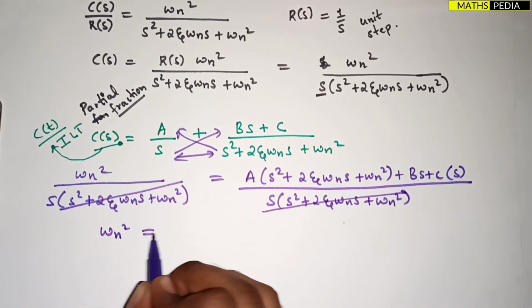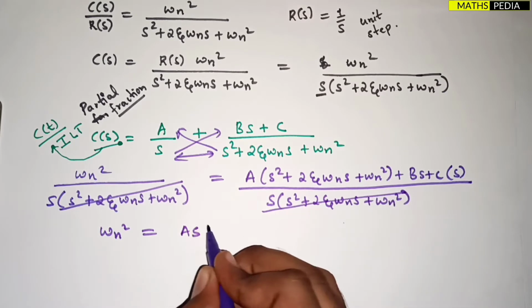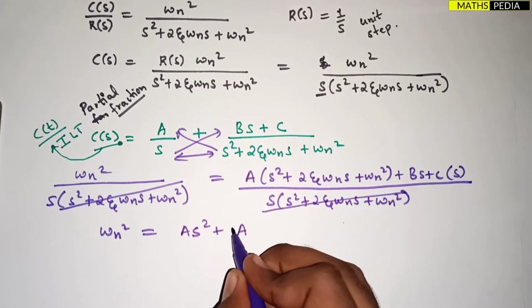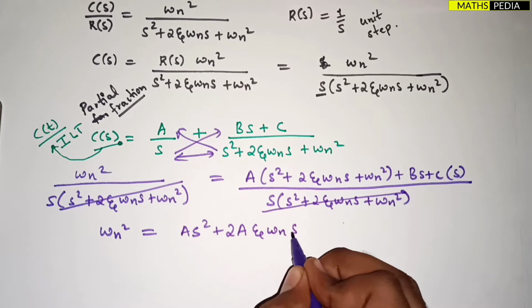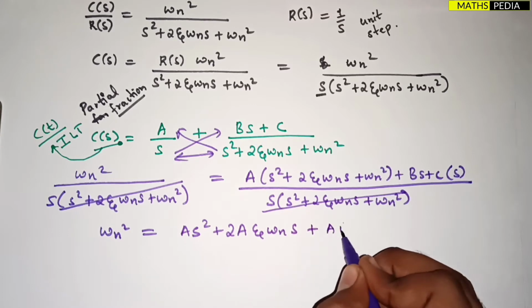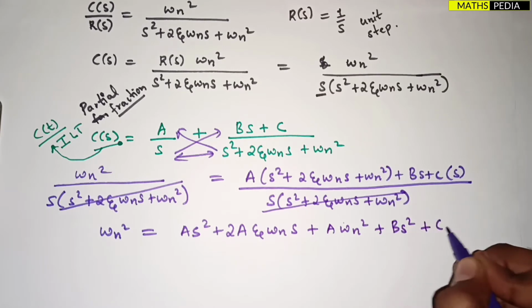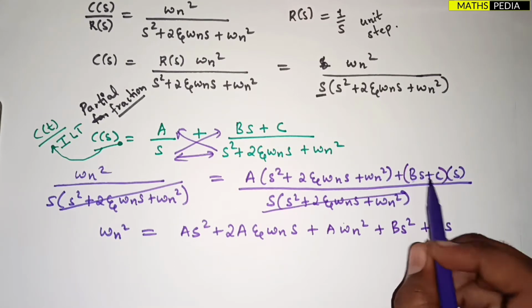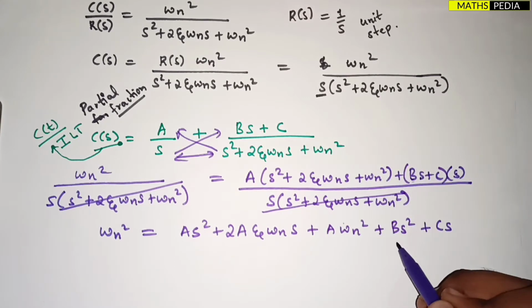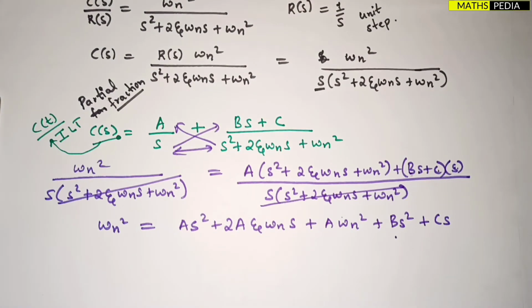Omega n square is equal to a into, I'll just simplify this, open the bracket, a into s square plus a into 2 zeta omega n s plus a omega n square plus bs square plus cs. Carefully you see, this is actually multiplication of these two. s into bs is bs square, c into s is cs. Now this we got. Now from this we have to find out a, b, c values.